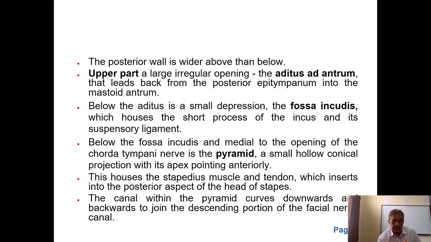That's the pyramidal process. This houses the stapedius muscle, and the tendon comes out through a small aperture at the tip of the pyramid and then inserts into the posterior aspect of the head of the stapes. Then the canal within the pyramid curves downwards and backwards to join the descending portion of the facial nerve. So that is another landmark for the location of the facial nerve.